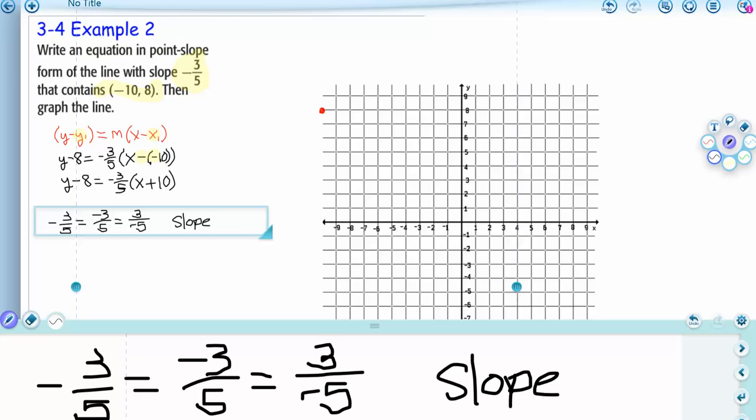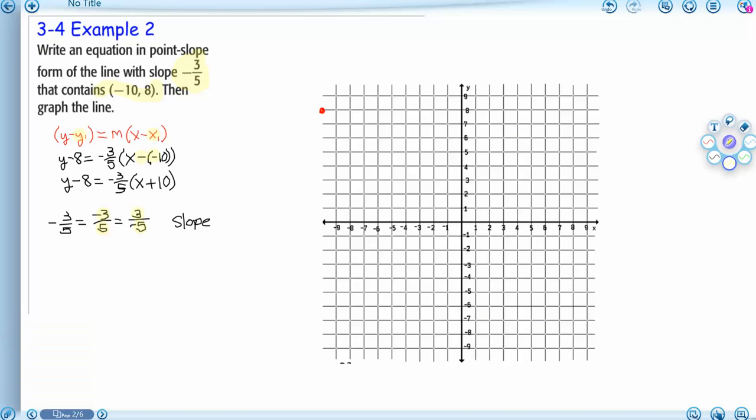So I could count down from my point that I graphed. I could count down 3 and right 5, or I could count up 3 and left 5. Looking at my point, if I counted up 3 and left 5, that would take me off the graph. So what I want to do is use the down 3, left 5. So I'm going to count down 3 from my point and then left 5.